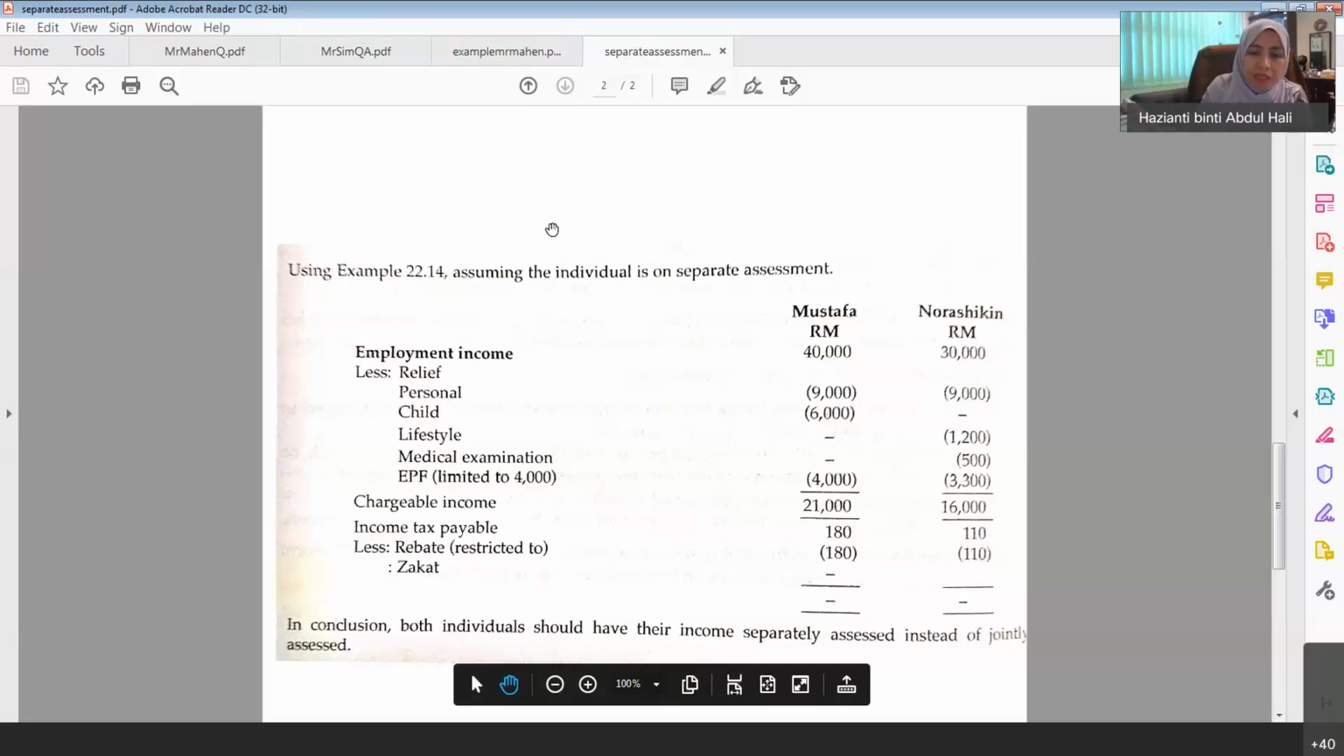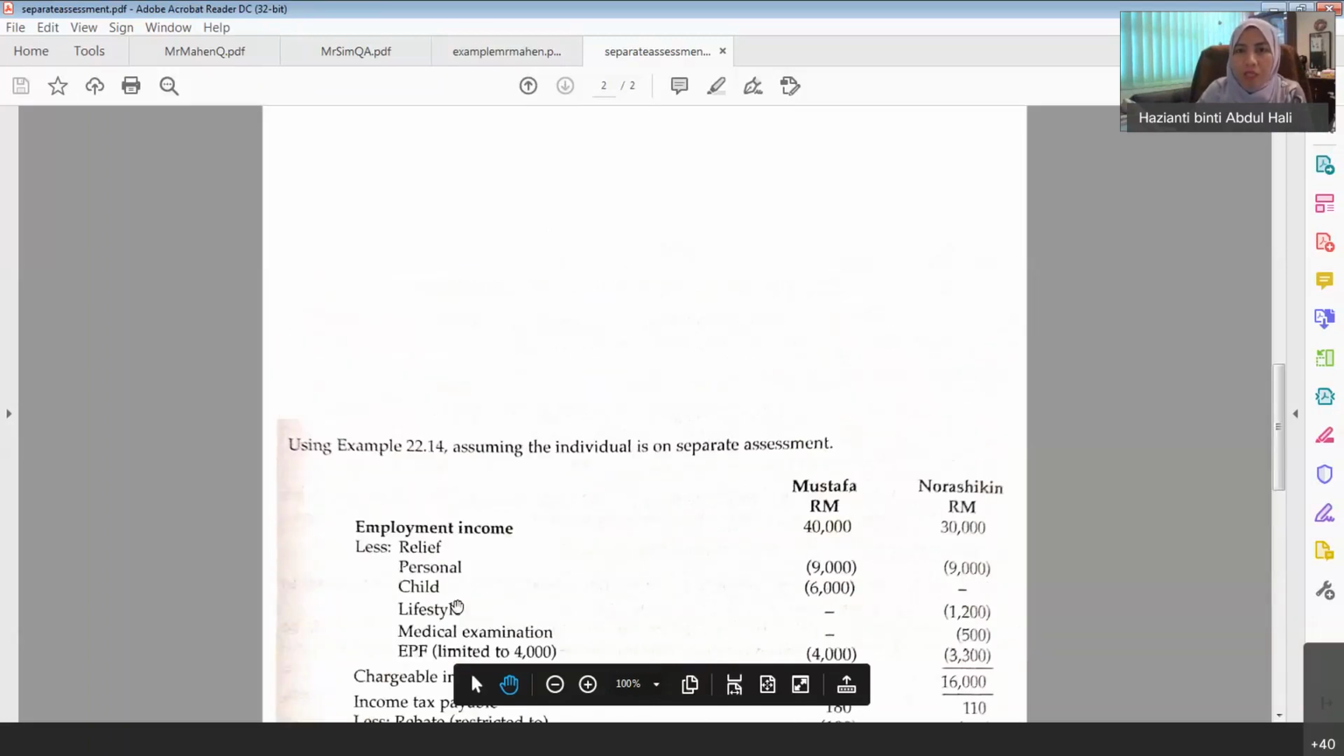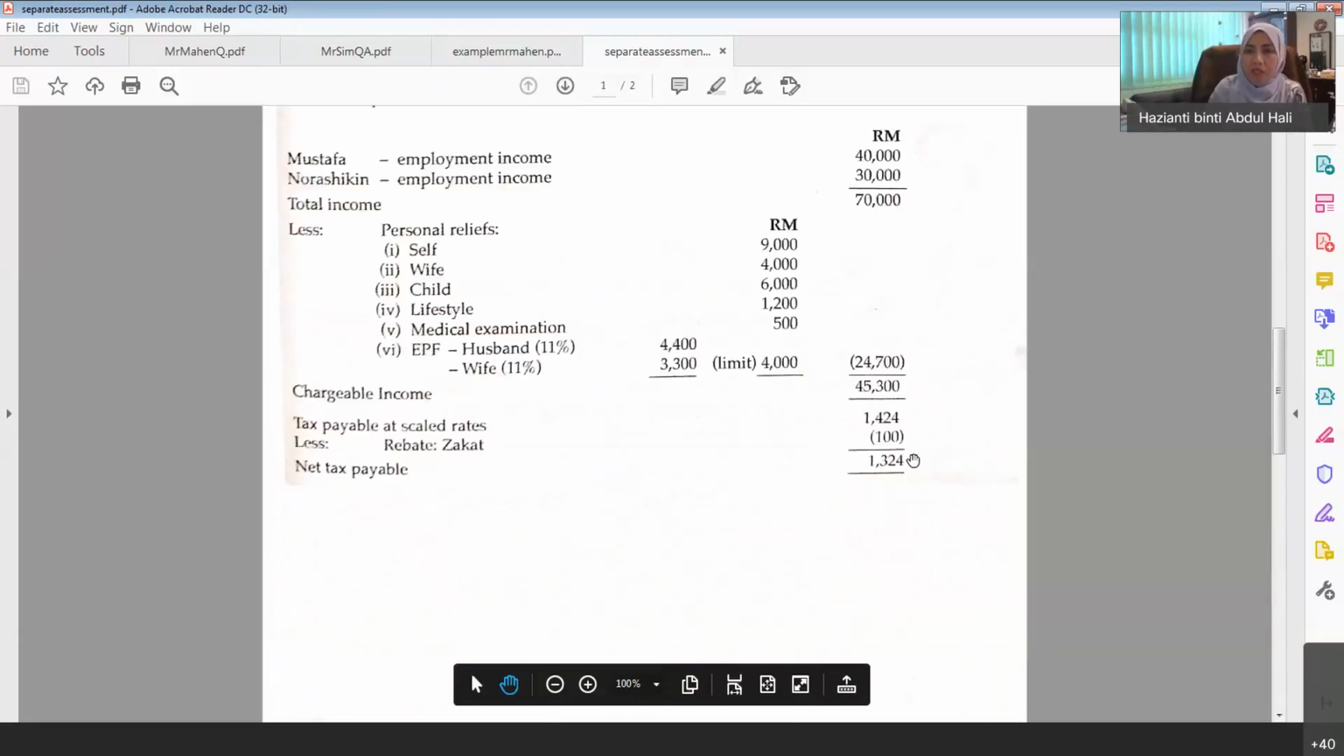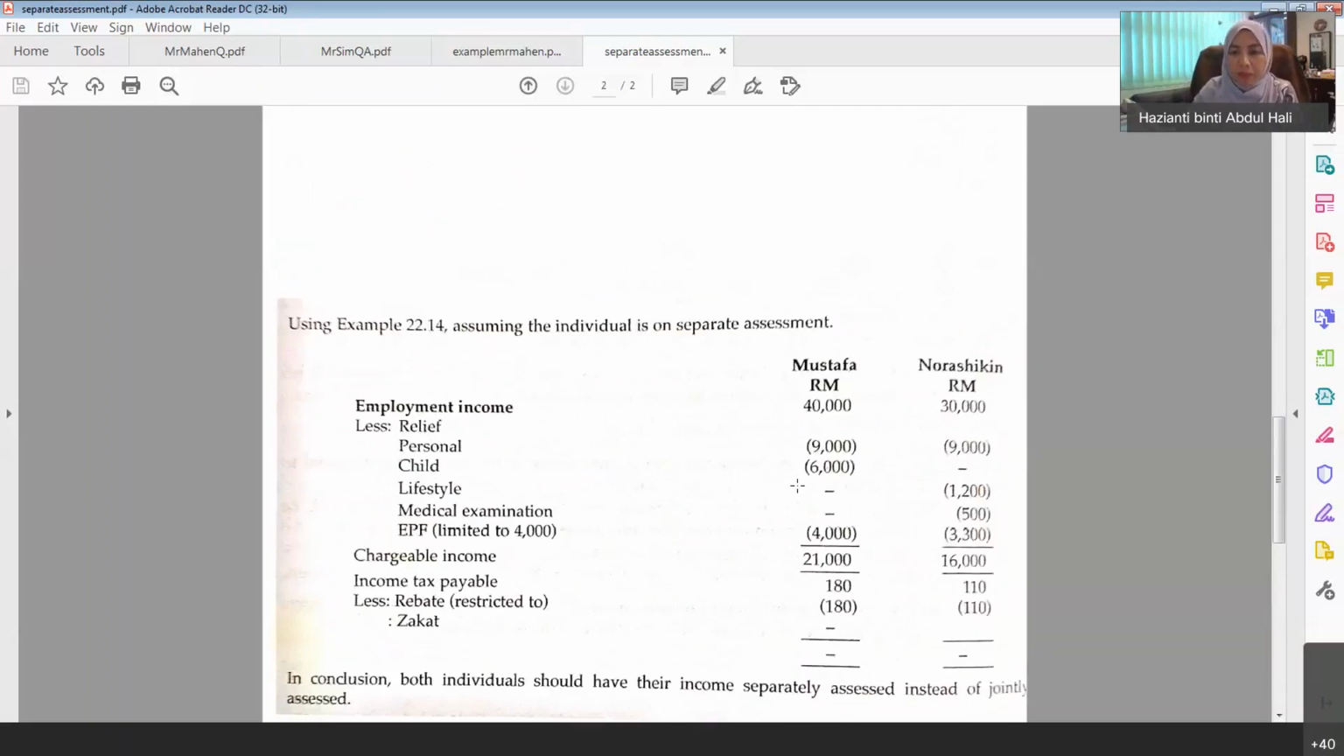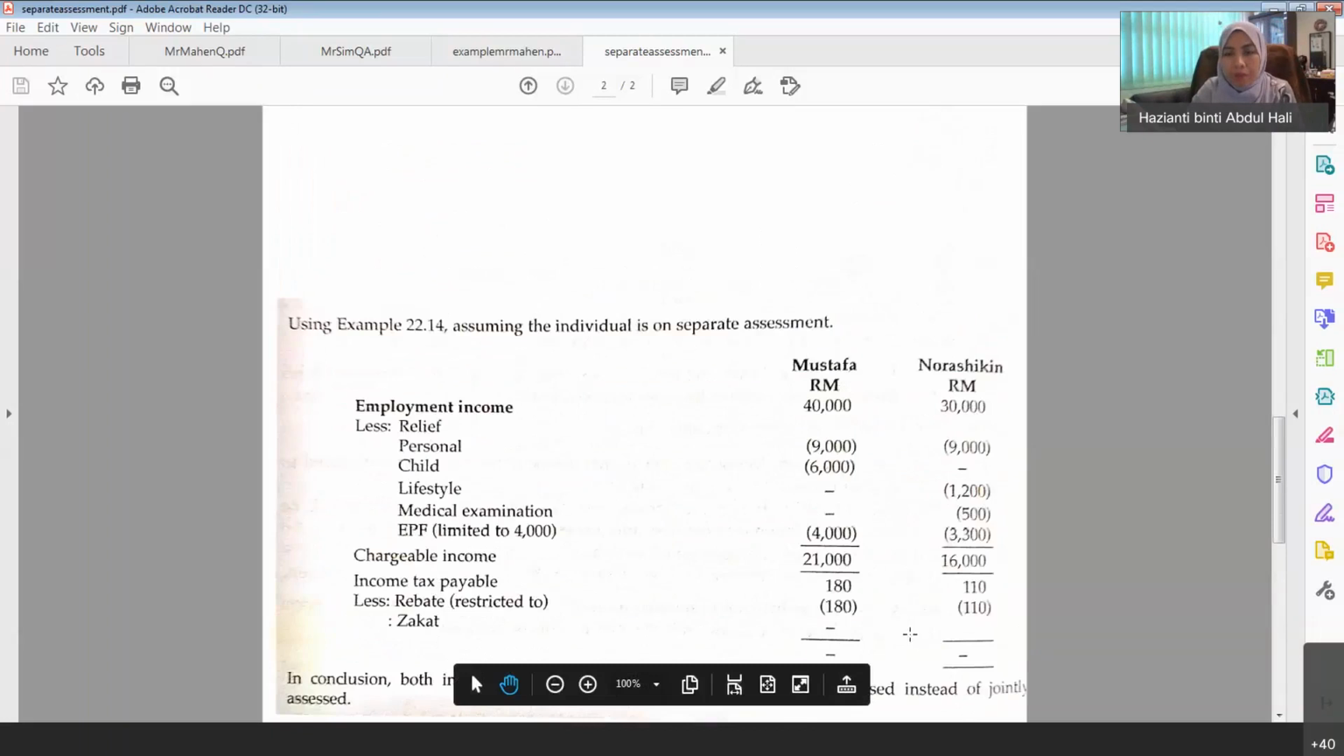So based on this calculation, we know that both individuals should have their income separately assessed instead of jointly assessed. So kalau dia joint assessed, kalau dia combine both income, bayar cukai, dia kena bayar 1,324. Tapi if they assess their income separately, dua-dua tak kena bayar apa-apa. Any questions?